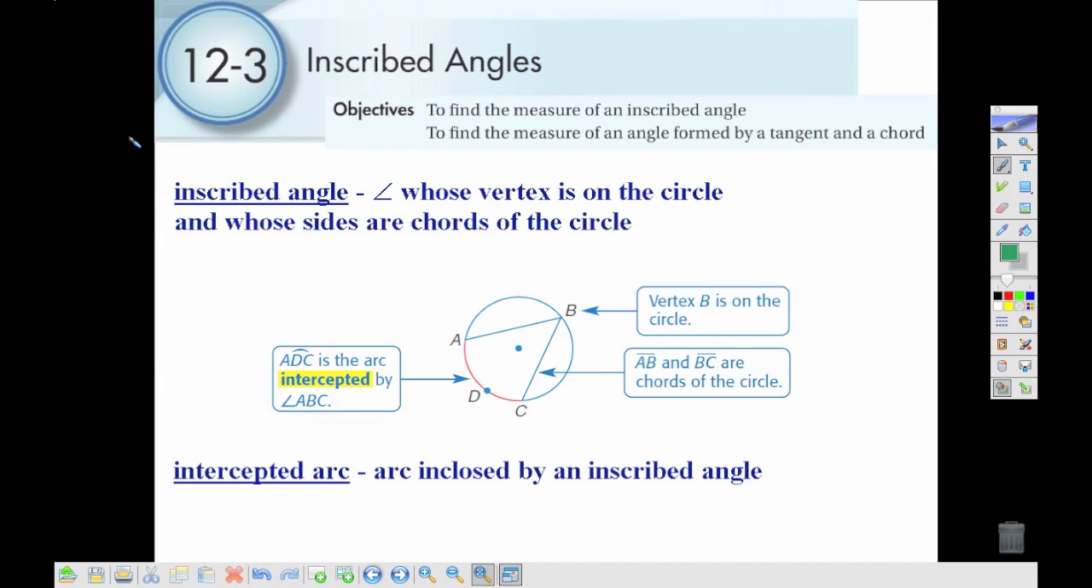In 12.3 we're looking at inscribed angles, and we want to know about the measures of those inscribed angles and how they relate to the arc that they intercept. So first of all, an inscribed angle would be any angle where we have the vertex on the circle and then it's crossing through the circle and then it's going to cut off an arc on the other side. That arc that it cuts off will be called the intercepted arc. We'll also have chords of the circle that are intersecting there.